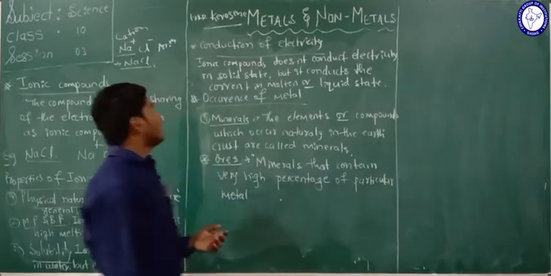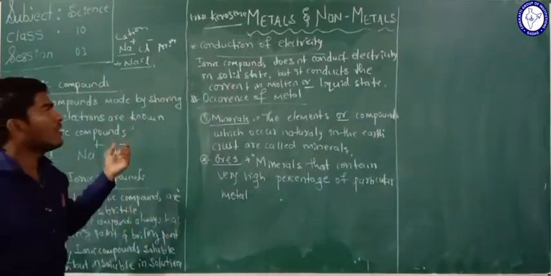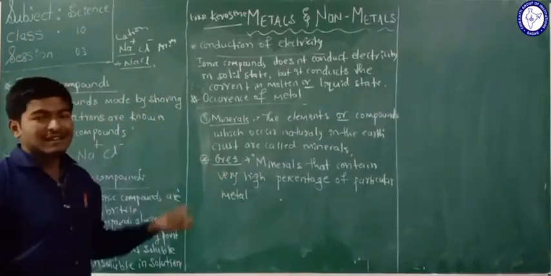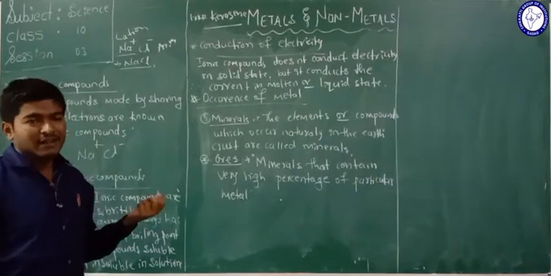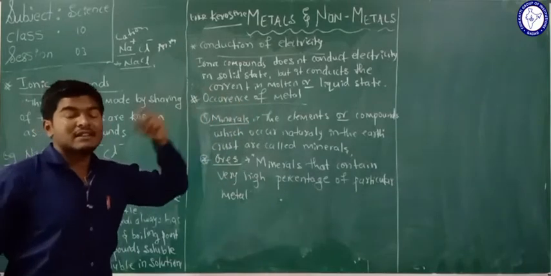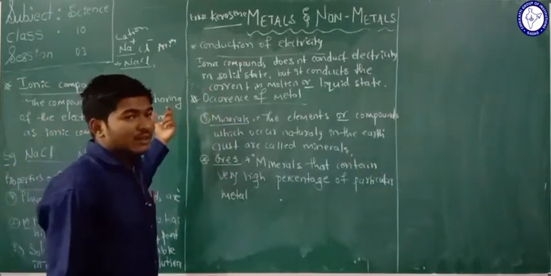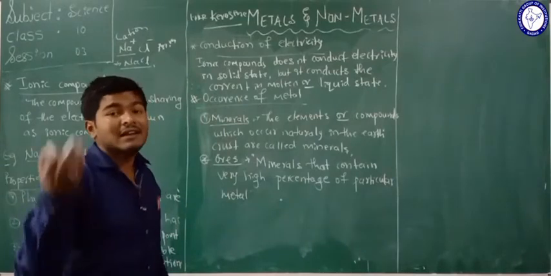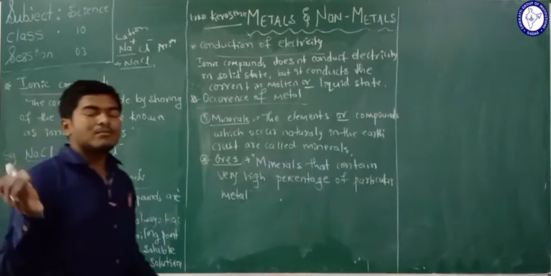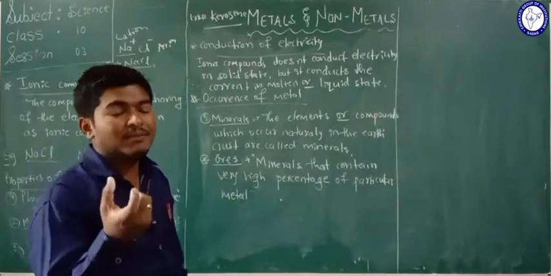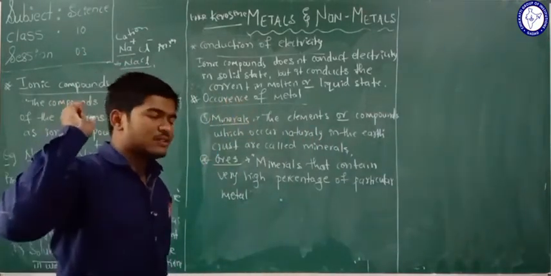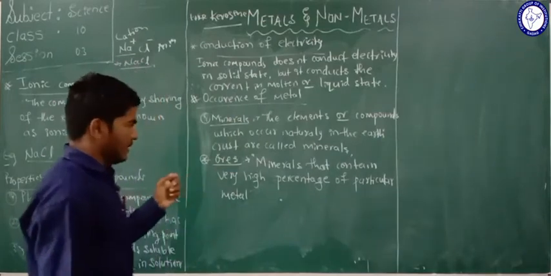What it means is that this is another physical property of the ionic compound. Ionic compounds don't conduct the current in the solid state, but they conduct the current in a molten or liquid state. The solution of ionic compounds conducts electricity. So the ionic compounds don't conduct electricity in a solid state, but they conduct the current in a solution or in a molten state.